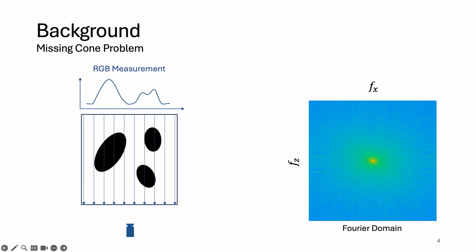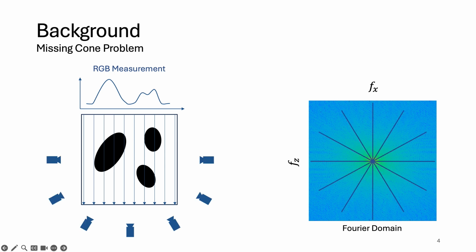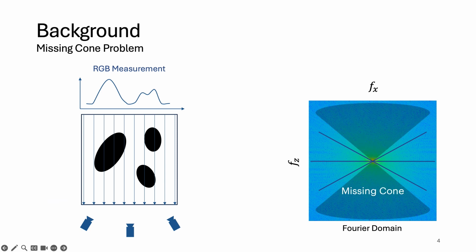The rendered RGB image corresponds to the X splatting of the volume. The Fourier domain of this image is equivalent to the X slice of the Fourier domain. By capturing multiple images from various angles, we obtain different slices of the Fourier domain. However, in scenarios with small baselines, we encounter the missing cone problem, which refers to a cone in the Fourier domain that is not sensed by the camera.